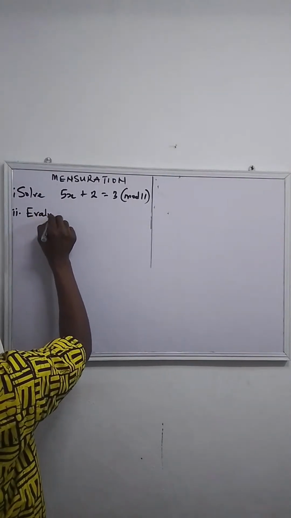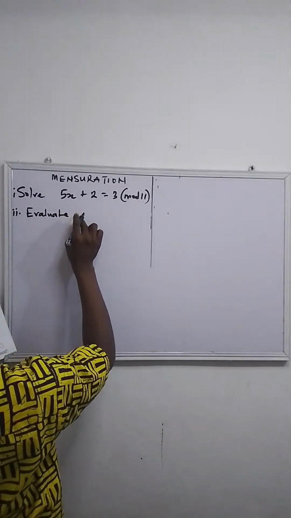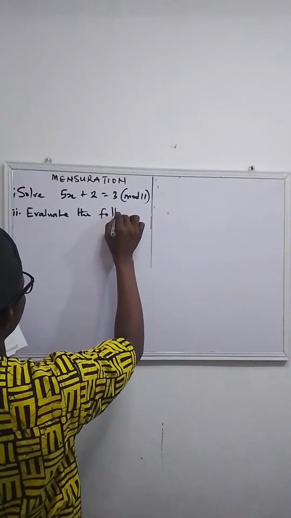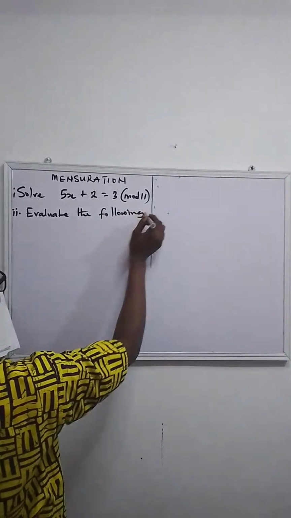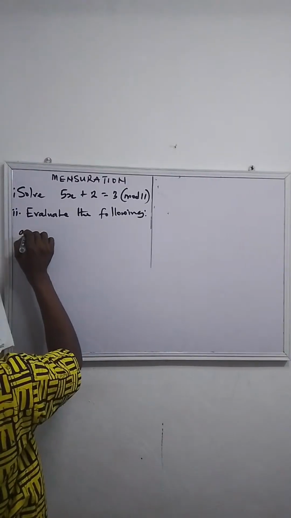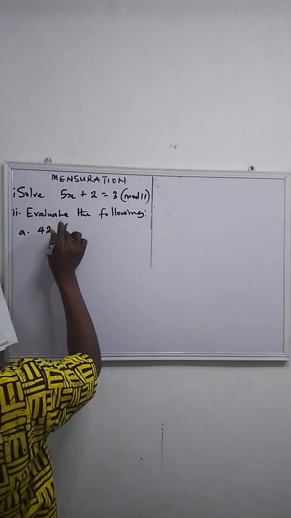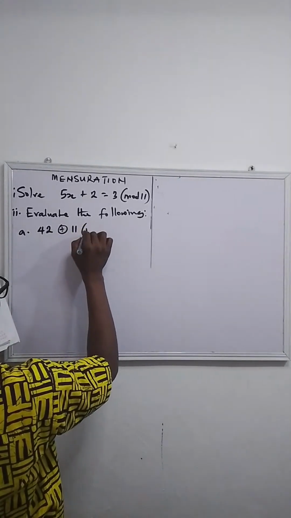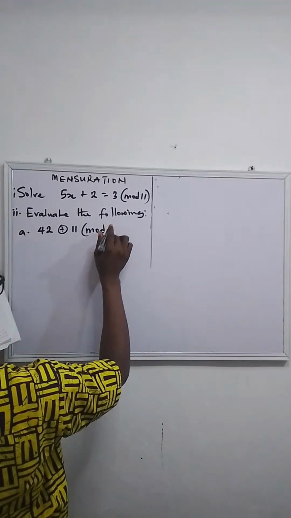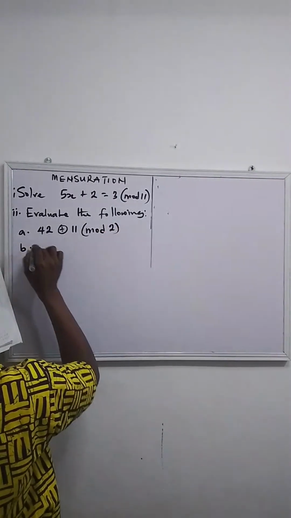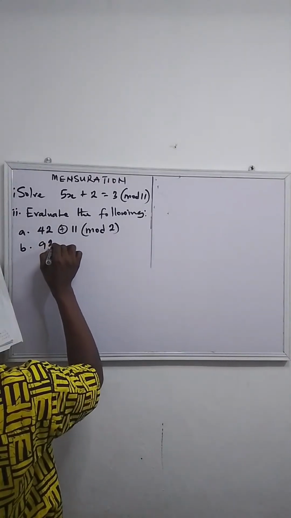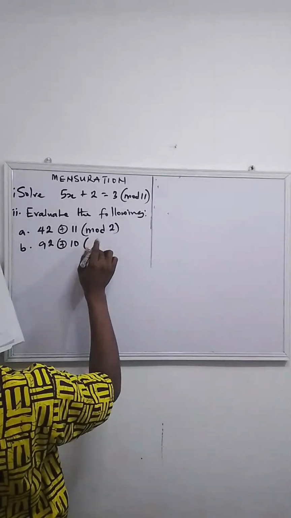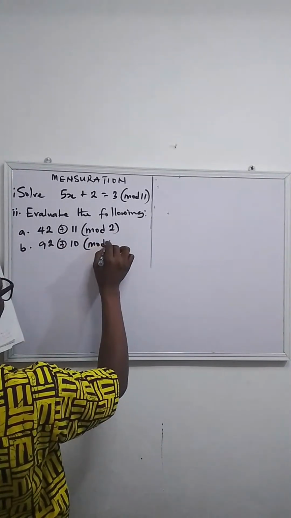Evaluate the following. A: 42 divided by 11 in mod 2. B: 92 divided by 10 in mod 4.